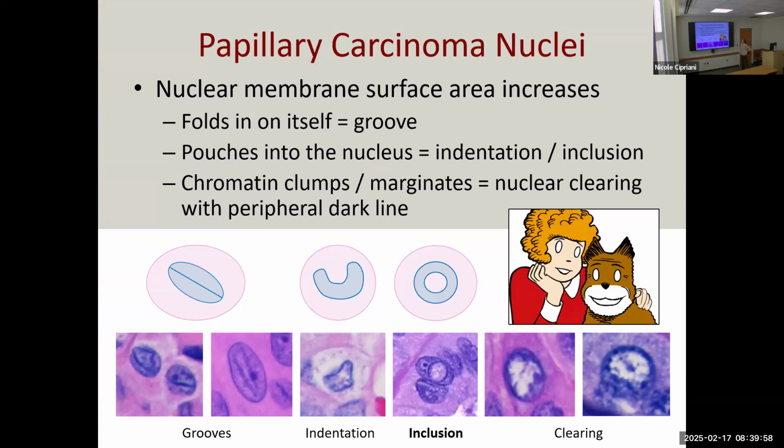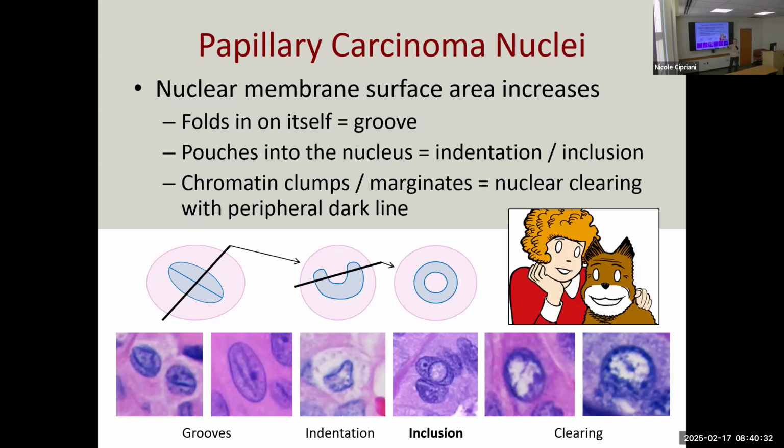So what happens in PTC nuclei? It's thought that the nuclear membrane surface area sort of increases, and the nucleus doesn't really know what to do with itself, so it kind of folds in on itself. It can fold into this groove, right? If the groove is very deep, it can look like this indentation or cup shape, depending on if you're looking at it flat or face on. If you cut or look at a deep indentation face on, what you're going to see is a pseudo-inclusion, right?